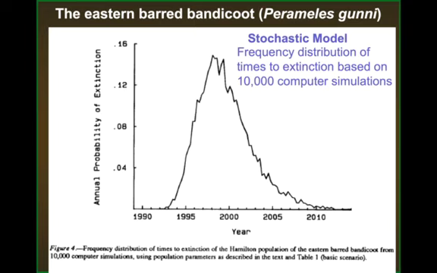So what I want you to do for next time is to actually Google the Hamilton population of the eastern barred bandicoot and look and see what happened to them. Did they recover? Did they go extinct? When did they go extinct? If they did, was it within when they expected, and so on.